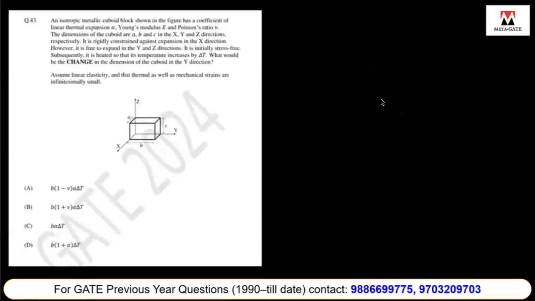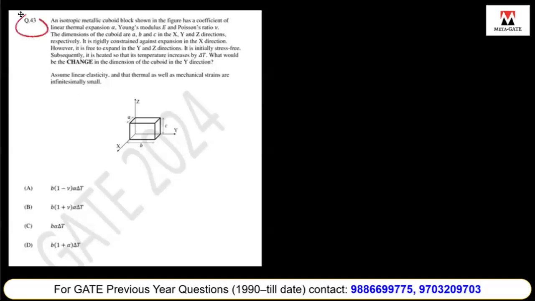An isotropic cuboid block has a coefficient of linear thermal expansion alpha, Young's modulus E, and Poisson's ratio nu. The dimensions of the cuboid are a, b, c along X, Y, Z. It is rigidly constrained against expansion in the X direction. However, it is free to expand in the Y and Z directions. It is initially stress-free. Subsequently, it is heated so that its temperature increases by delta T. What would be the change in the dimension of the cuboid in the Y direction? Assume linear elasticity and that the thermal as well as mechanical stresses are infinitesimally small.